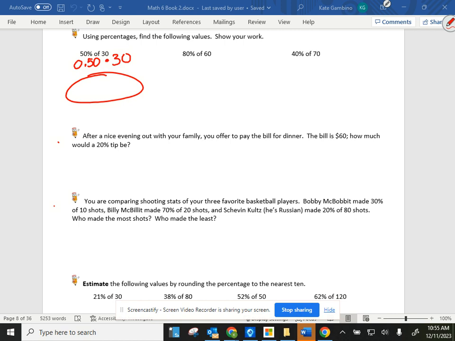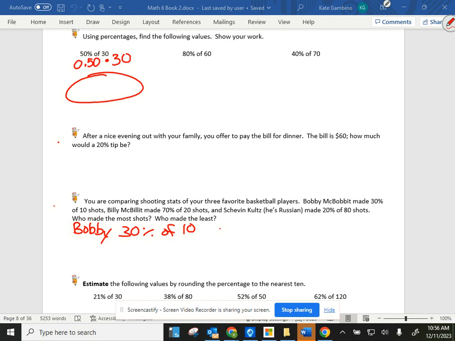So we're doing that same math. So Bobby made 30% of 10. Write out what that calculation would be, and write how many shots Bobby made. Do the same thing for Billy, do the same thing for Shevin. Tell me which one's the most, which one's the least. But you do have to show your work. Don't just write down answers. And then there are a few more word problems for you. I want you to try to figure these out.